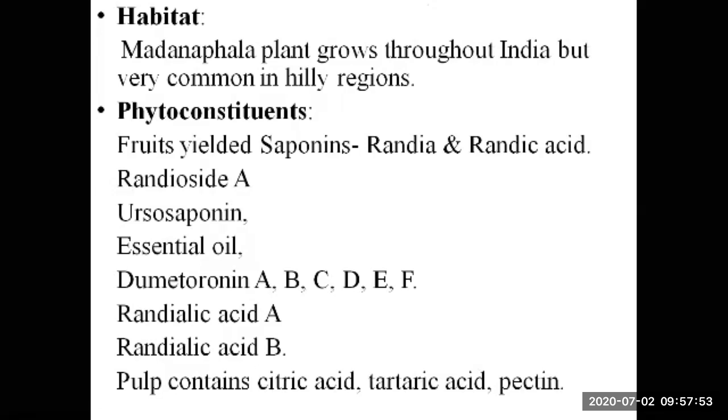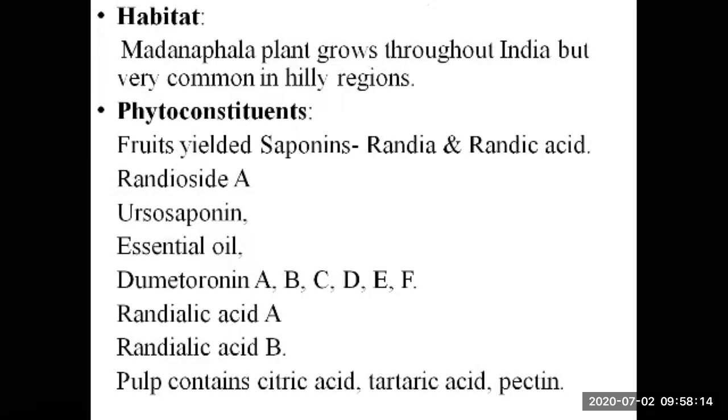Okay. Next, we'll move to the phytochemical constituents. The fruit yields mainly the saponins. So this Vamana karma is because of the presence of these saponins. Okay. So how much percentage of these saponins will be present? Depending upon that, the number of Vegas is going to be produced.